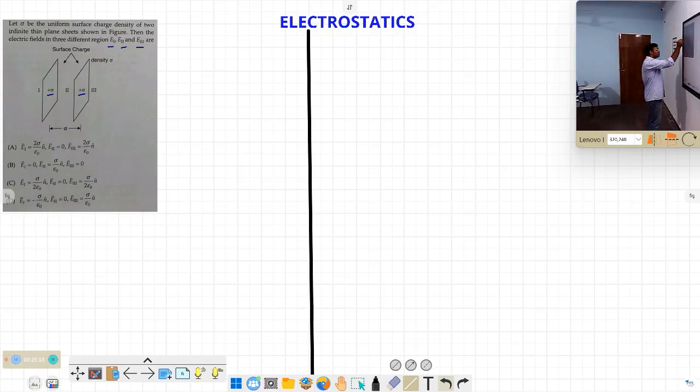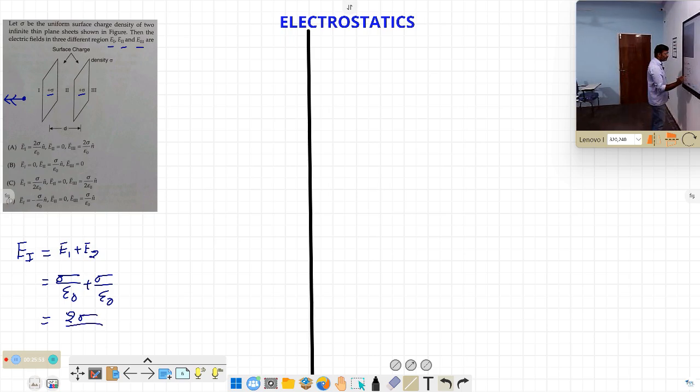First, to understand, take the first region. As we already discussed, for the positive charge density the electric field will be in this direction. Similarly, the second charge density is also positive, so its electric field at this point will be in the same direction. Both are in the same direction. So the electric field in the first region is due to the first and second plates, E1 plus E2. So I can write sigma by epsilon naught plus sigma by epsilon naught, which gives 2 sigma by epsilon naught. Sorry, each plate's value is sigma by 2 epsilon naught.